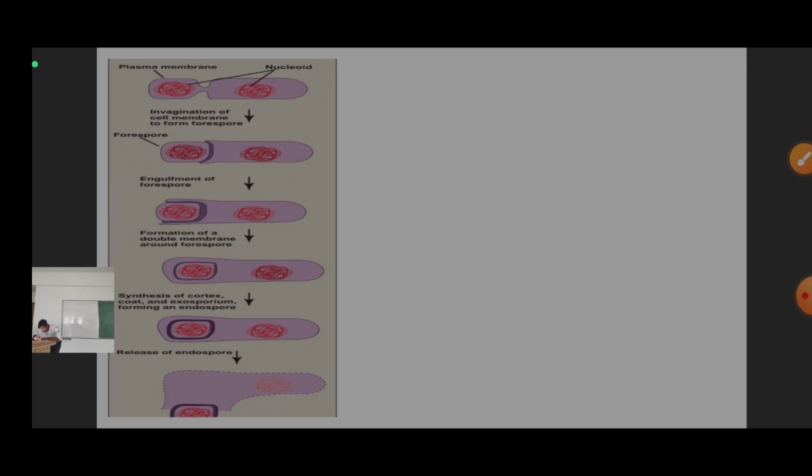This first formed, expelled nucleotide is called the forespore. Then bacteria engulfed the forespore and formed one thick layer around it. This thick layer formed on the forespore and transformed into the endospore. And then during favorable conditions, these endospores are released in the form of normal progeny.